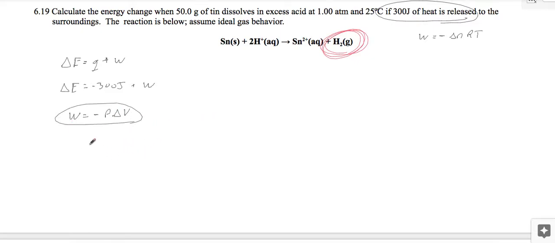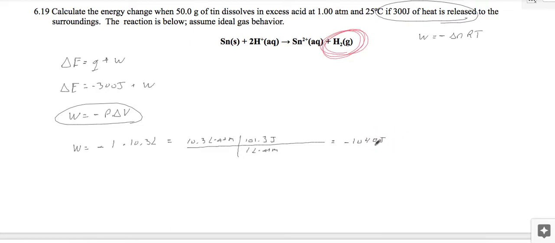So I can plug things in. Work is equal to negative 1 times 10.3 liters. That's going to get us 10.3 liter atmospheres. We have 101.3 joules per 1 liter atmosphere. That gets us negative 1040 joules.